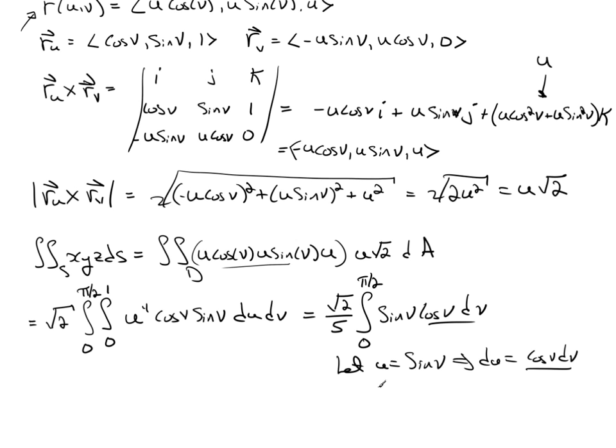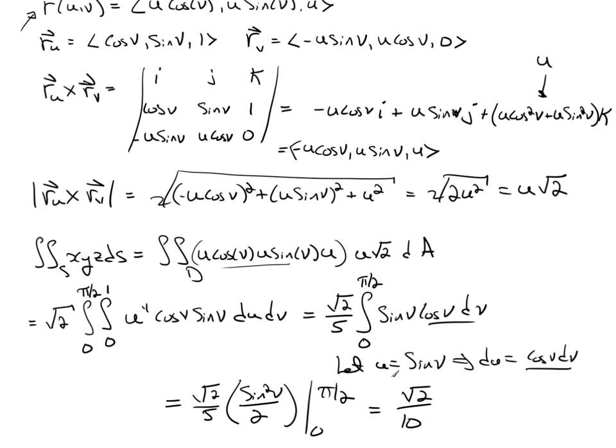So I'm going to end up with the integral of u du, which gives me u squared over 2. So this is going to ultimately give me root 2 over 5 times u squared over 2, which is sine squared v over 2, evaluated from 0 to pi over 2, where sine of pi over 2 is 1. So this is just going to be root 2 over 10 minus 0. So the solution is going to be root 2 over 10.